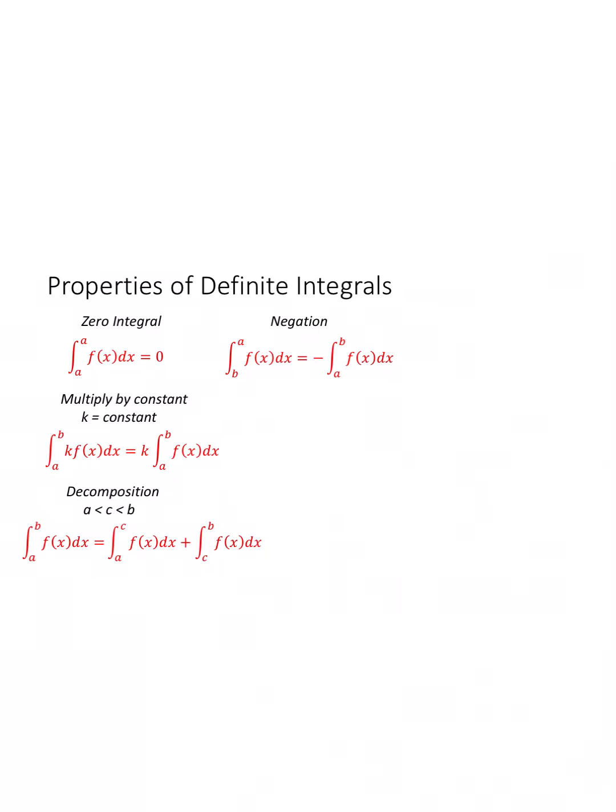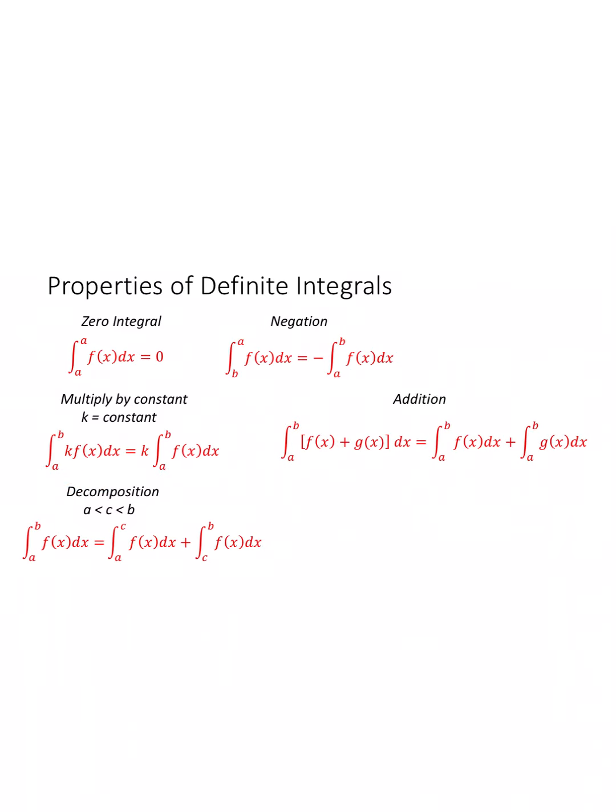Now let's look at what is referred to as decomposition, all right? Let's say that we've got a is less than c is less than b. In other words, c is between a and b. So if we've got the integral from a to b of f of x dx, that's equal to the integral from a to c of f of x dx plus the integral from c to b of f of x dx.